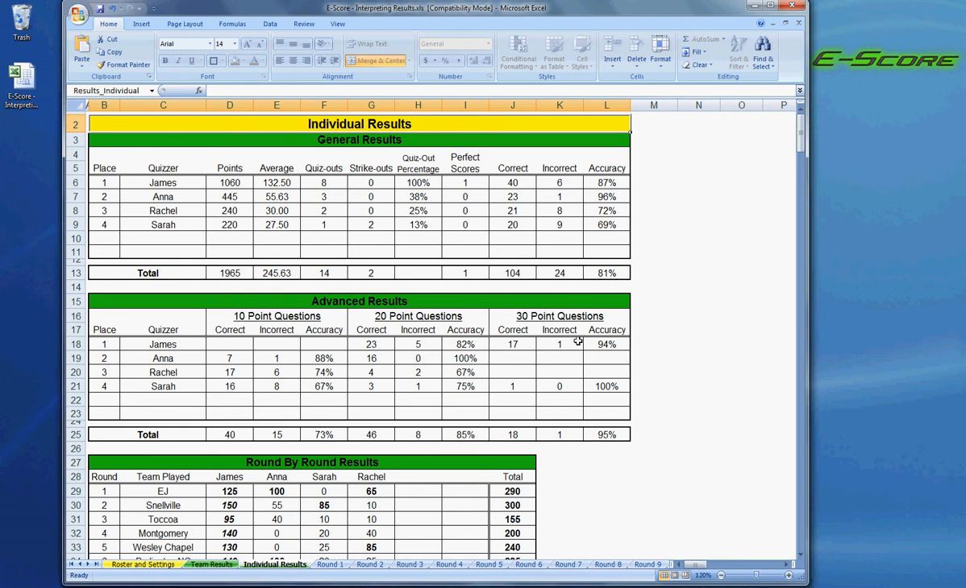Just look at the 30s, 17 and 1, 94. You don't need to mess with that. Only 1 incorrect out of 8 rounds. 20s though, 5 incorrect. That is an area of improvement, something I worked on for nationals.